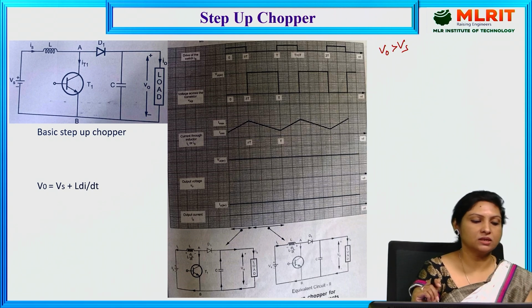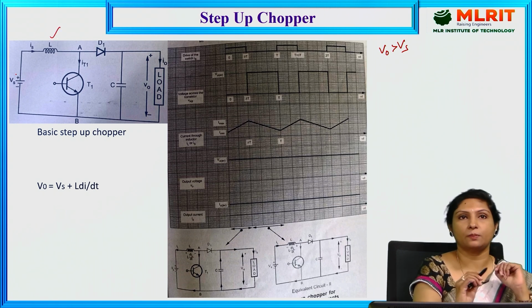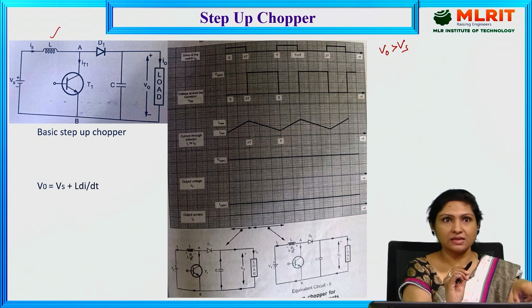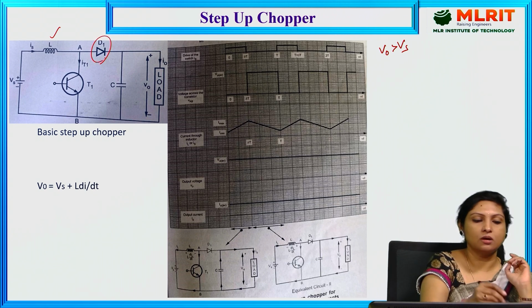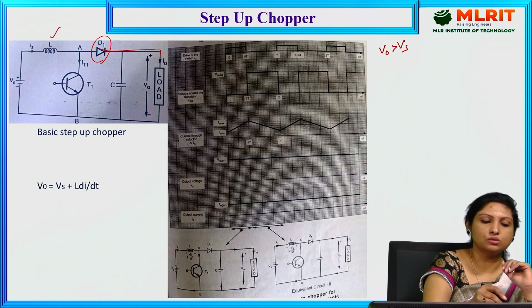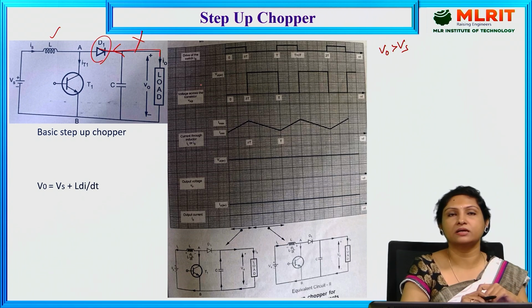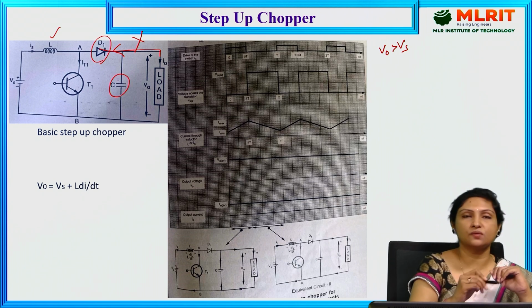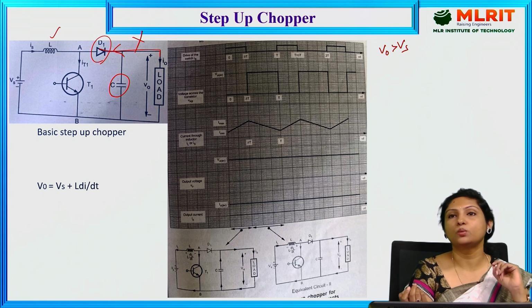And here, if you see, we are making use of an inductor, and this inductor is connected in series with the supply voltage, and this combination is connected in parallel with the transistor. And we are also making use of a diode, which is connected in order to avoid the current flow from load to source. And we are also making use of a capacitor in order to provide a smooth output voltage as well as a smooth output current. That is the only reason why we are making use of a capacitor over here.